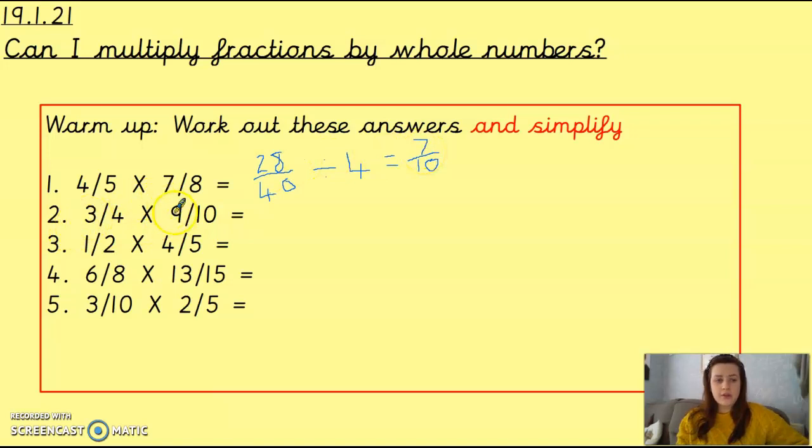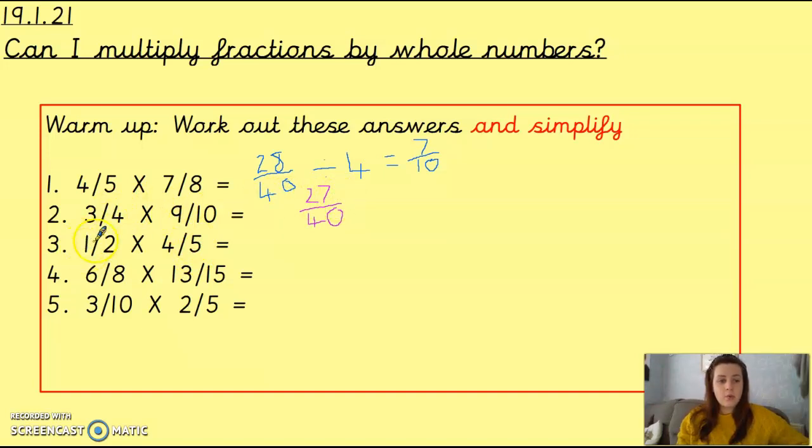Then we've got 3 times 9, because we're timesing the top numbers, would give us 27 40ths. And if you drew your factor bugs for 27 and 40, you would know that there are no common factors. And so 27 40ths is the smallest number we can get for that one. So that answer would stay as 27 40ths.